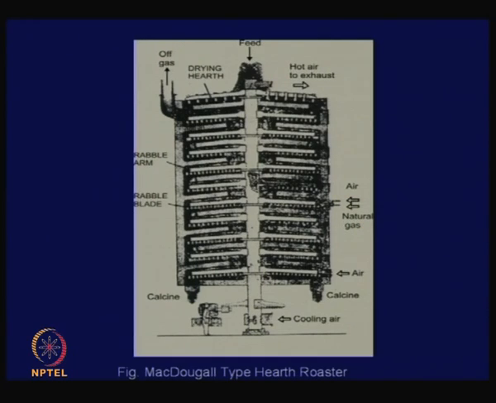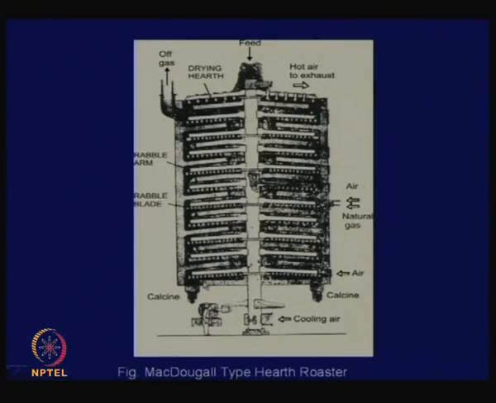Now, let us go back to some things I mentioned earlier. I had talked about roasting. Roasting is, you take a sulfide and you convert it into an oxide or a sulfate or whatever it is. There are so many reactions.